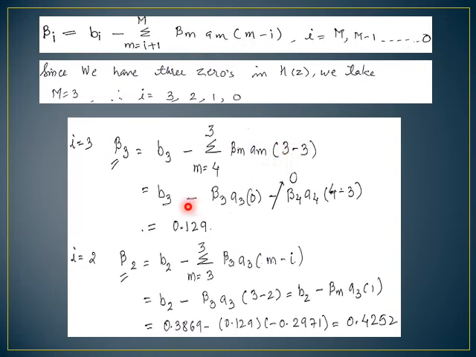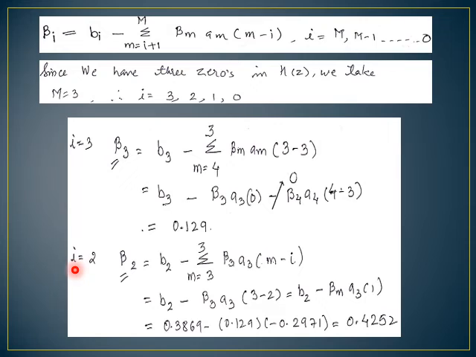If I expand this summation term, I get beta 3 of A3 of 0 minus B4 of A4 of 1, wherein I don't have the value of A3 of 0 and A4 of 1. So this part will become 0, and you get the answer as B3 equal to 0.129, which is there in the transfer function. So the values of B3, B2, B1, B0 will be found in the transfer function, and the remaining values of A's will be found from the calculation of M equal to 4, 3, 2, 1.